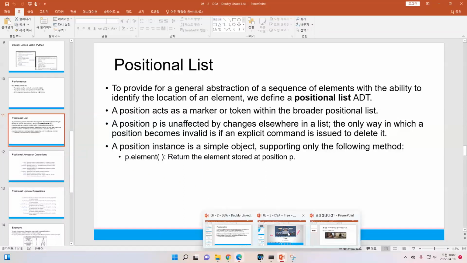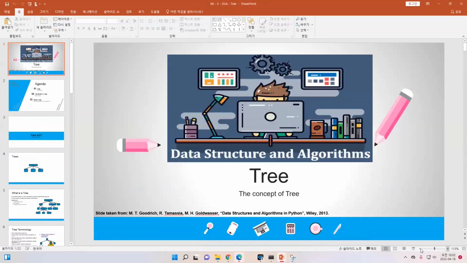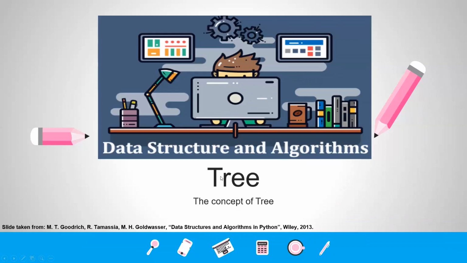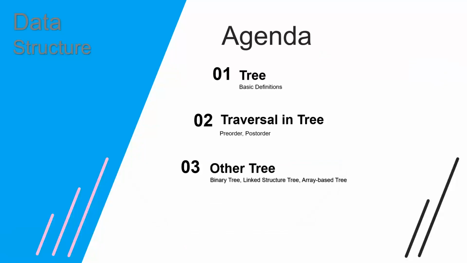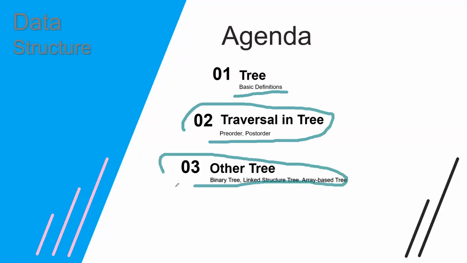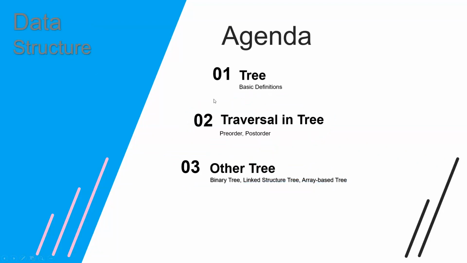Okay, then I will continue with the tree. I'm not sure if I can finish all, so let's see. Until now, we learned the basic data structures like stack, queue, singly linked list, doubly linked list, array. And we also learned how to make algorithms like recursion. There is another kind of data structure, we call it tree. We will learn the basic definition of tree and the traversal of tree and some other kinds of trees. I'm not sure if I can finish all, but maybe I can just give you the basics and the pre-order and post-order.